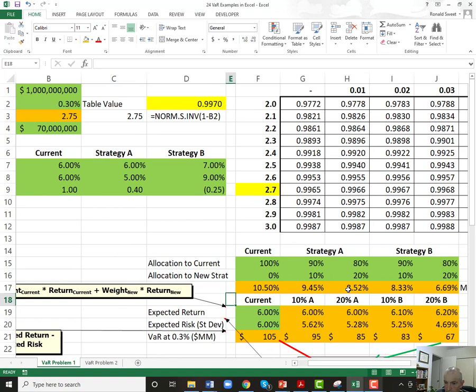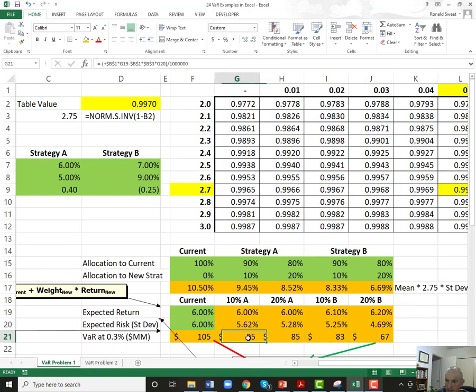And so what is my VAR in dollars? Well, my VAR in dollars is just going to be my VAR in percent times my portfolio. My portfolio is $1 billion. So 10.5% times $1 billion is 105. Here we have 945, so that's 95, 85, 83, and 67. All right, so those are calculations.